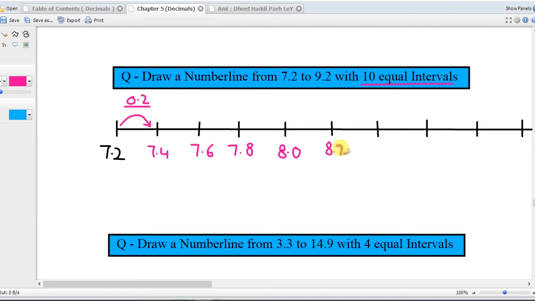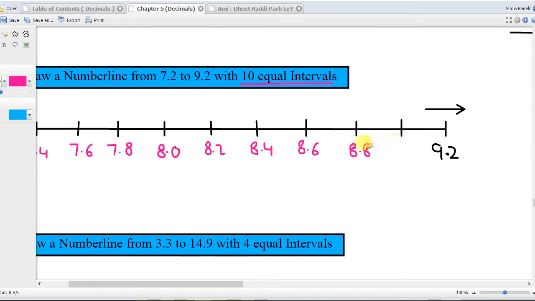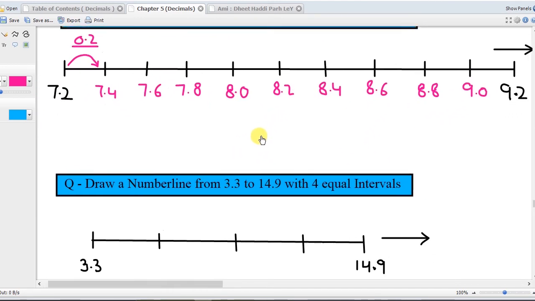Then we are having 8.2, 8.4, 8.6, 8.8, and after that we add 0.2 to 8.8, we are getting 9 or 9.0, right? So this is how you solve this question.